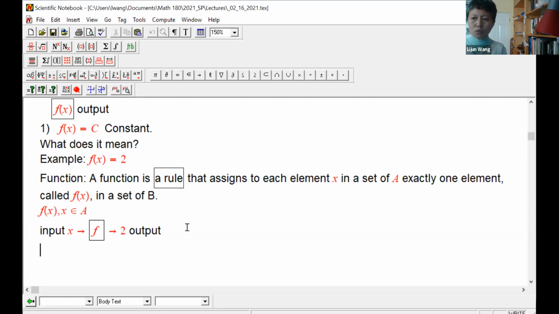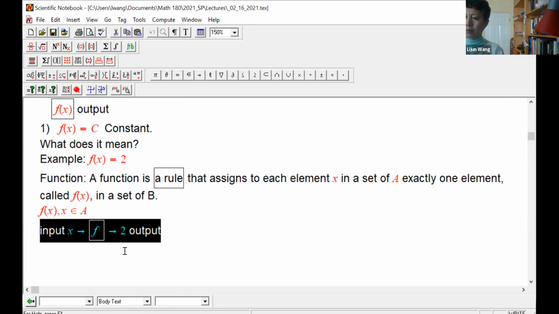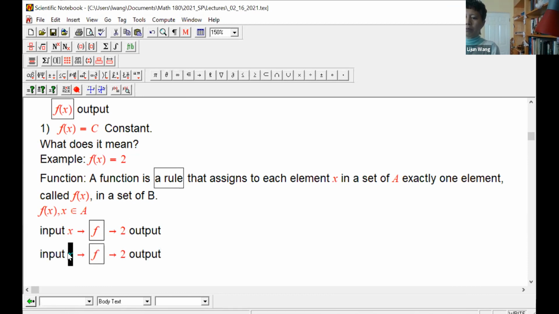Okay, so this rule says you give me an input and the output is 2. You give me any input, the output is going to be 2. For example, if you give me the input of 0, the output is going to be 2. If you give me the input of 0.5, the output is going to be 2. If you give me the input of 12, the output is going to be 2. No matter what the input is, the output is 2.